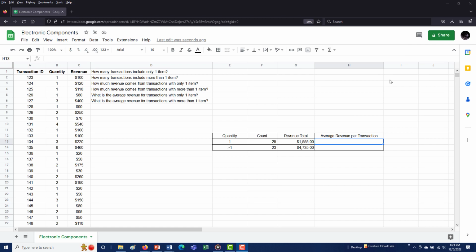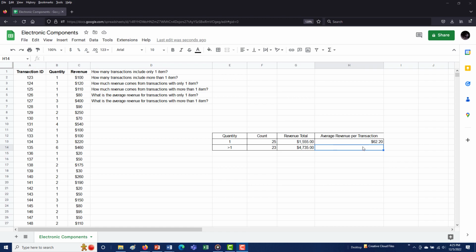And then the last 2 questions, they weren't required, but they're nice to have. So you divide the revenue total by the count. So essentially you're dividing G13 by F13, or F13 by G13 rather. And that's really simple. So we'll do those formulas in H13 and H14. So that's equals G13 divided by F13. Hit enter, and our total was 6220.